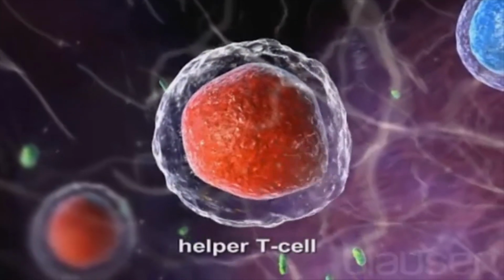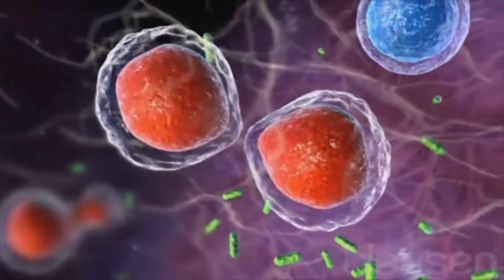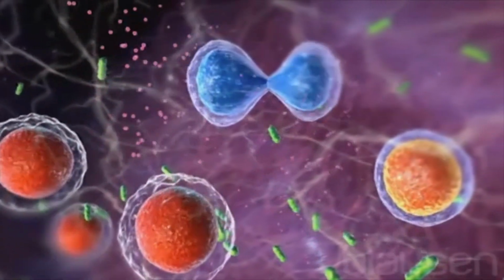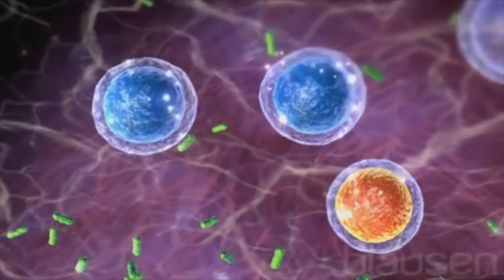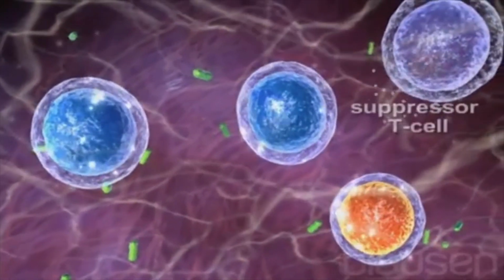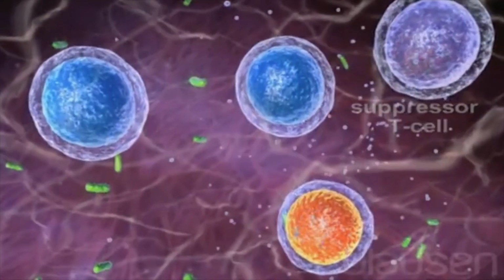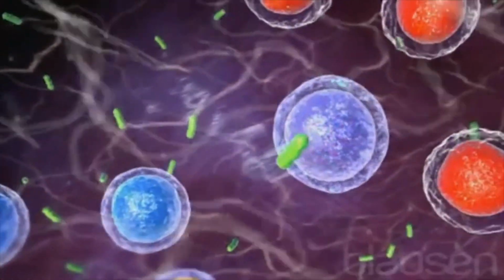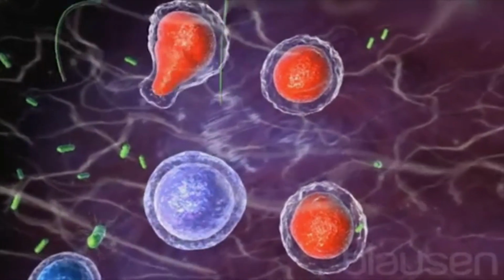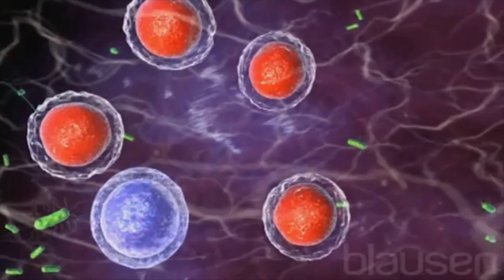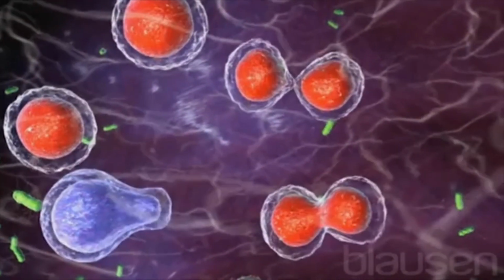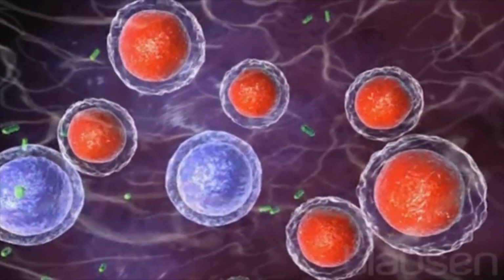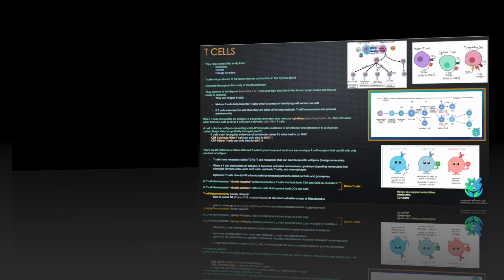Helper T cells coordinate specific and non-specific defenses, in large part by releasing chemicals that stimulate T cell and B cell growth and differentiation. Suppressor T cells inhibit the immune response so that it ends when the infection has been controlled, whereas the number of helper T cells increases almost at once. The number of suppressor T cells increases slowly, allowing time for an effective first response.